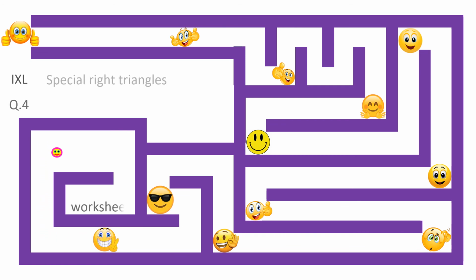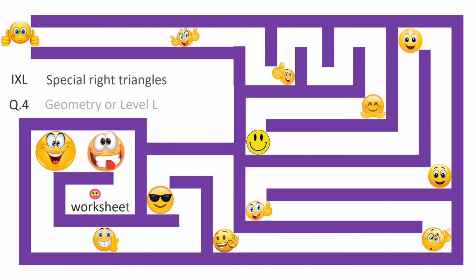He's going to the worksheet. There's a worksheet showing up. And our smiley face has successfully made it to the worksheet. And the IXL will be on the special right triangles, which is what we just introduced today. And one of those yellowish looking things, I don't know if it's a smiley face, but it sure is a happy looking creature.